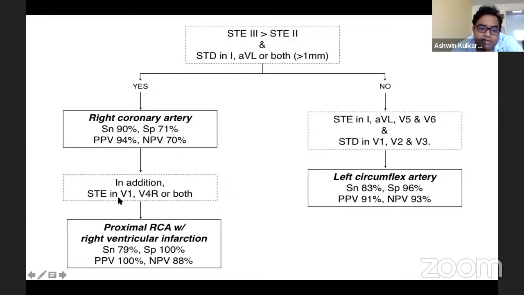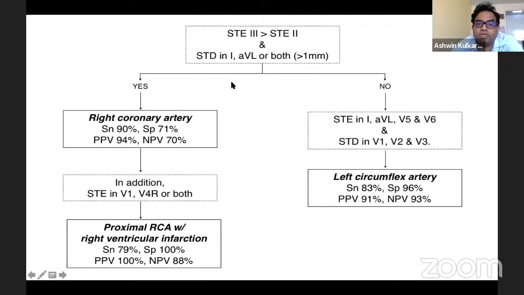If there is ST elevation in lead 1, you should put a lead V4R, that's on the right side of the chest. If there is ST elevation in V1 and AVR, both of them suggest a proximal RCA occlusion with right ventricular infarction. So once again, ST elevation in lead 3 more than lead 2 along with reciprocal changes. Look at V1 and V4R. If all these three things are there, that is a proximal right coronary artery occlusion along with right ventricular infarction.